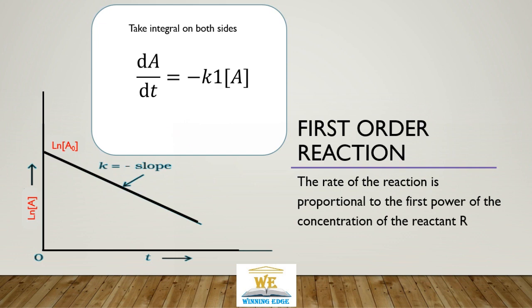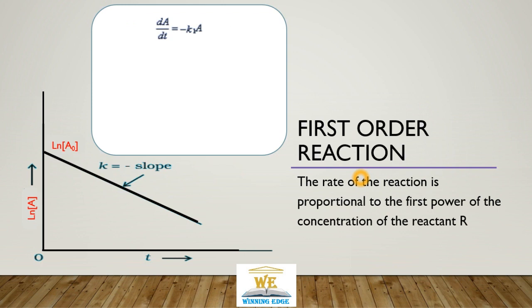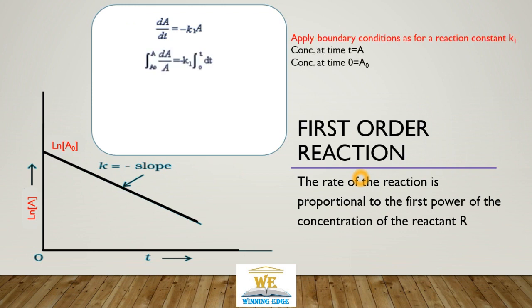Now let's try to understand first order reaction mathematically. dA by dt equals minus K1 A, where A is the concentration of reactants. If you remember, it's a semi-log graph: concentration is in natural log and time is in natural time. Here, in a first order reaction, the rate depends on the first power of the reactant concentration. Let's integrate it from A0, the initial concentration, to A, and from time 0 to t.